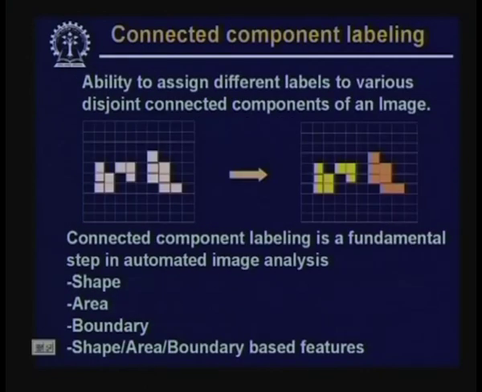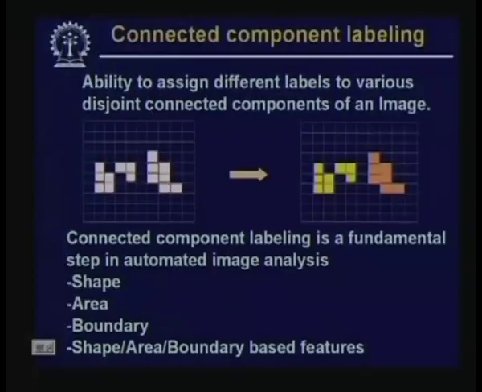So, the problem of connected component labeling is something like this. Here we want to assign some label to each of the pixels, where the label indicates to which particular object that pixel belongs. So, the pixels belonging to a particular object should obtain the same label, whereas the pixels belonging to different objects should be labeled with different numbers. So, the connected component labeling problem is the ability to assign different labels to various disjoint connected components of an image.